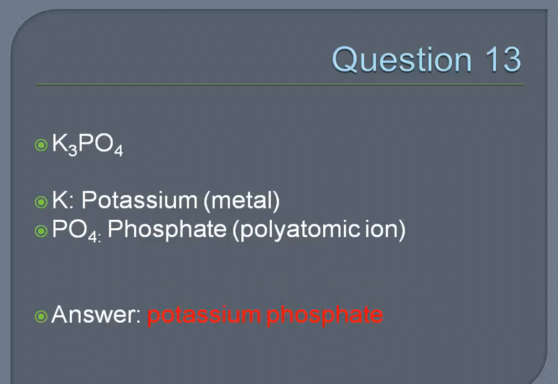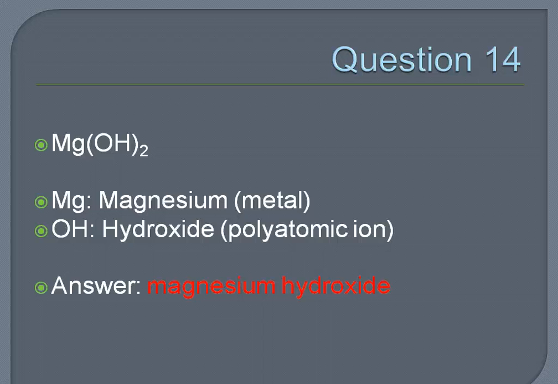Question 13. K3PO4. Well, K is potassium, a metal, and phosphate is PO4, which is a polyatomic ion. So the answer would just be potassium phosphate. Question 14. Mg(OH)2. Mg is magnesium, a metal, and OH is hydroxide, a polyatomic ion. The answer would just be magnesium hydroxide.